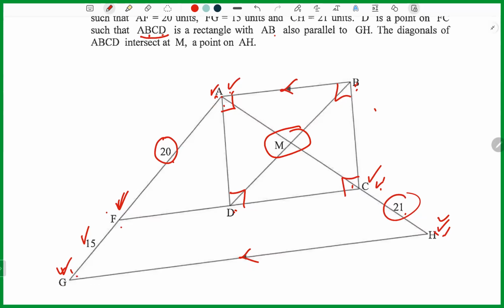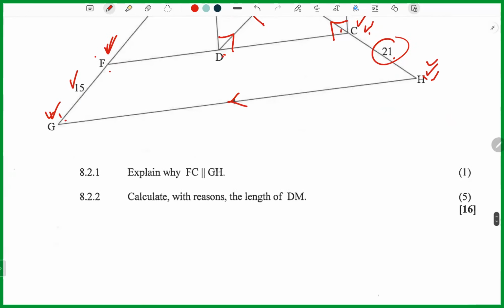Obviously, one thing that's very important is that a rectangle is a parallelogram. It's just a special form of a parallelogram. So it means therefore these diagonals will most certainly bisect each other. Okay, so they bisect each other there. Now something very important.